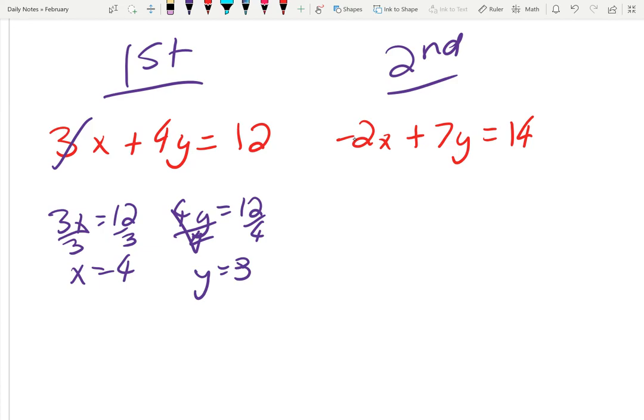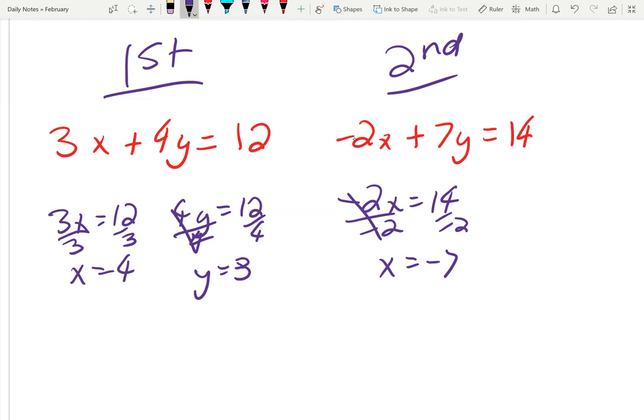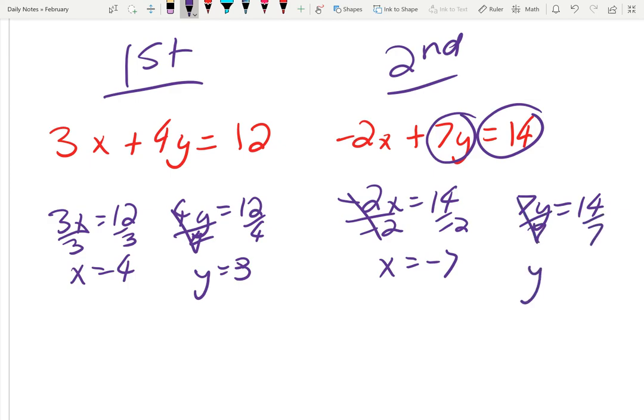Let's try it with the second equation as well. The second equation, for x, we have negative 2x equals 14. Negative 2x equals 14, and we can solve that. Divide by that negative 2. We have x equal to negative 7. And then the other part of this, for the y, we have 7y equals 14. So divide by 7 to solve for y, we get y is equal to 2. So that's how you can get the x and y intercepts, okay?